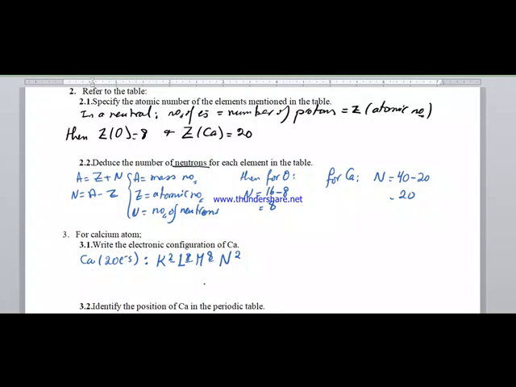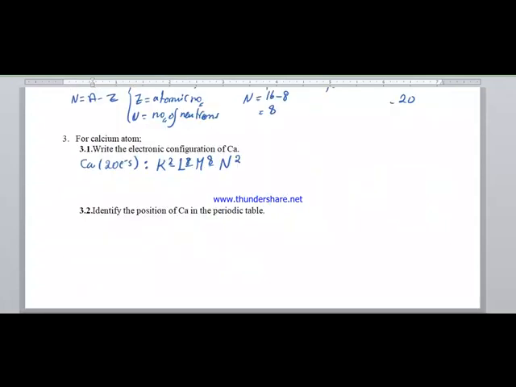Identify the position of calcium in the periodic table. Okay, let's continue. Identify the position of calcium in the periodic table. We must explain how to determine the position. Position means we have to find the row and the column of calcium.